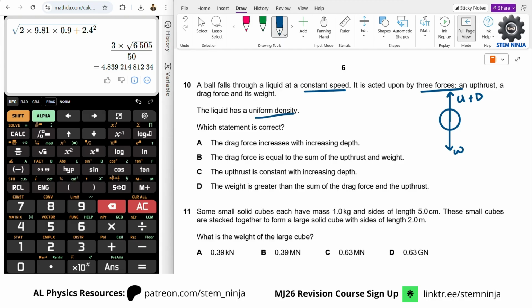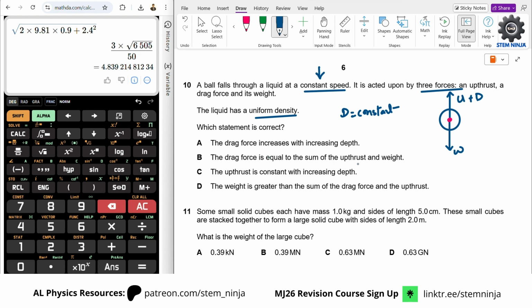The liquid has uniform density. Okay. Which statement is correct? The drag force increases with increasing depth. No. The drag force only increases with speed, but since it is moving constantly, drag force would be constant. And so will the upthrust be. If it's falling through the liquid, the drag force is constant also.